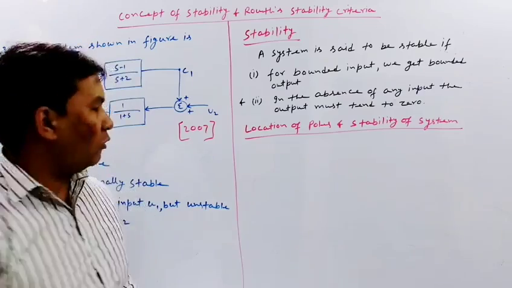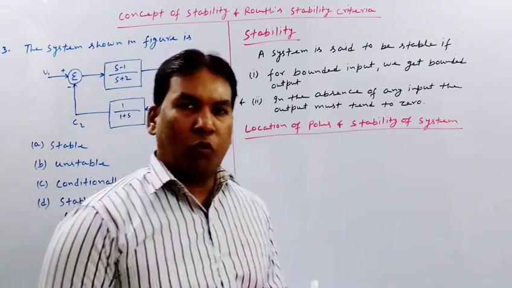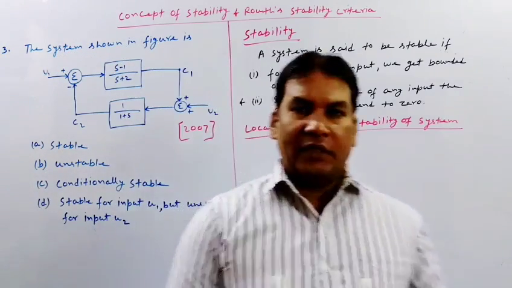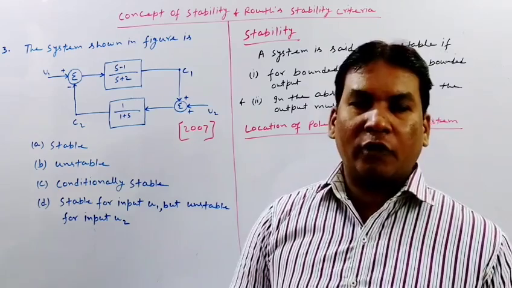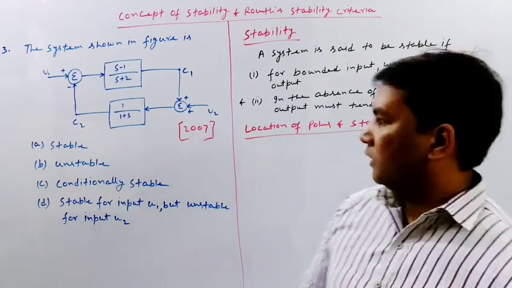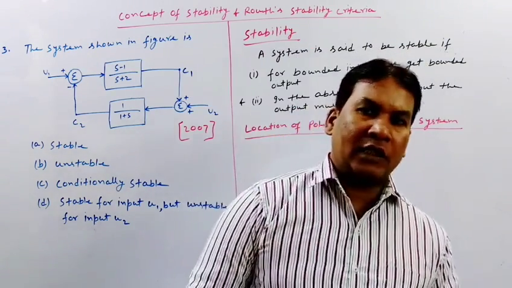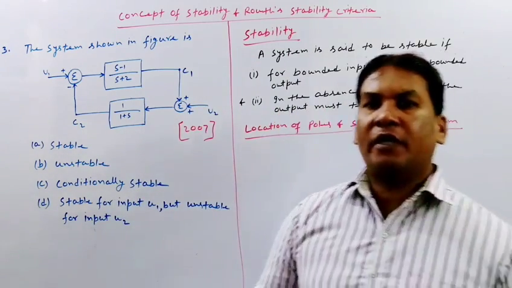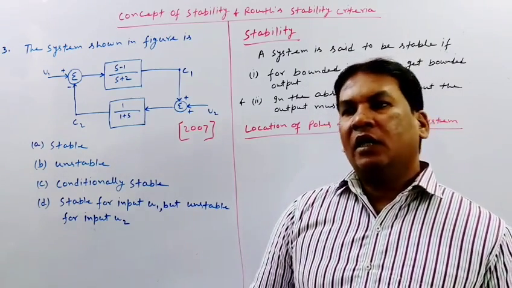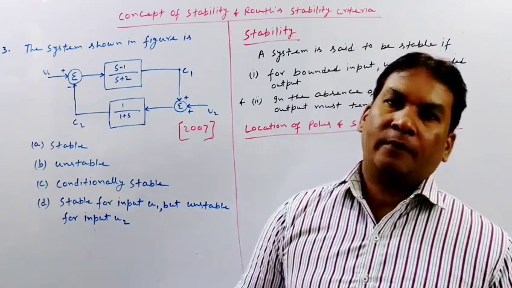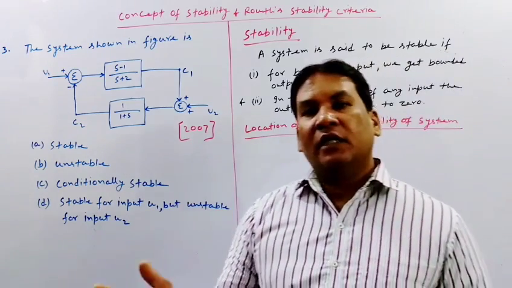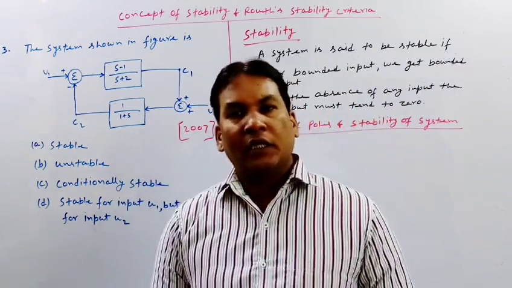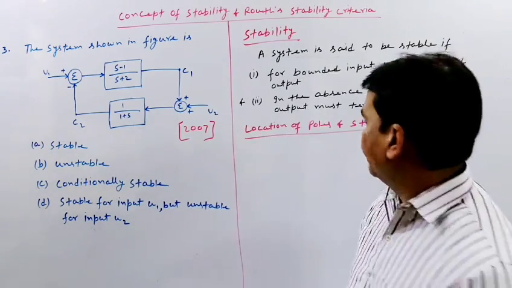So before going to location of poles, what is pole? Actually, pole is the roots of characteristic equation. Now, what is characteristic equation? If we make the equation from the denominator of a transfer function, then that equation is called characteristic equation, because it determines the character of the response of a system. That's why it is called characteristic equation.